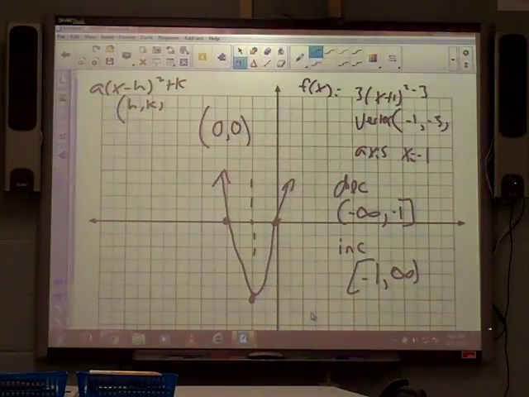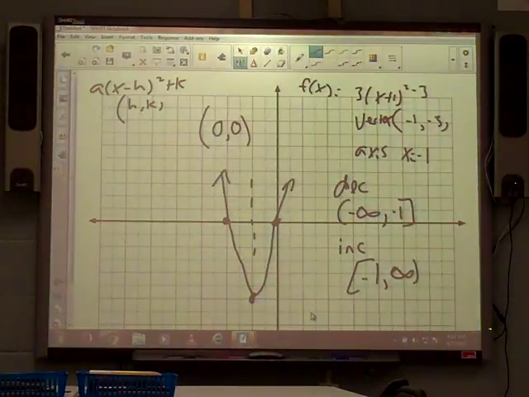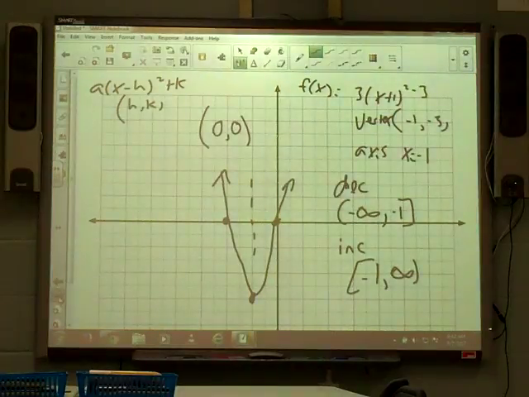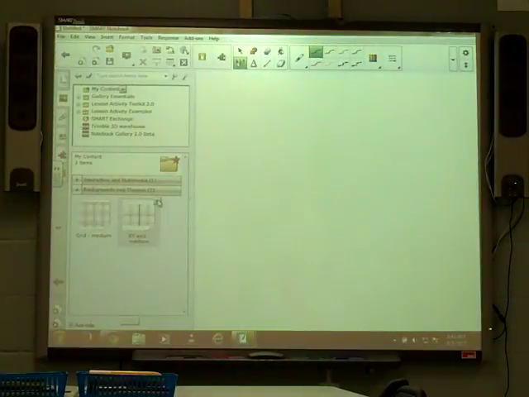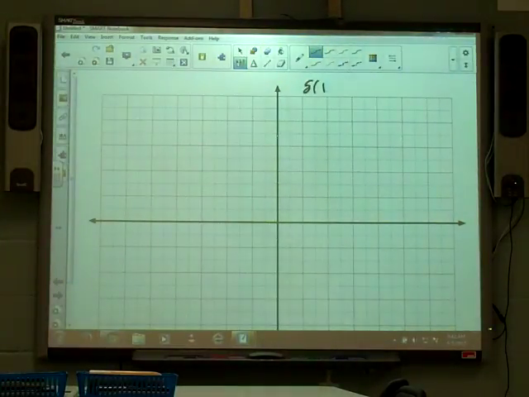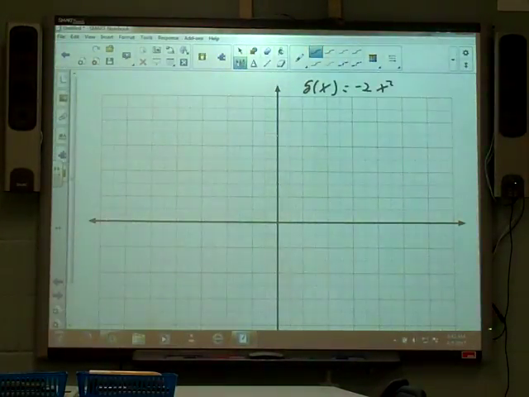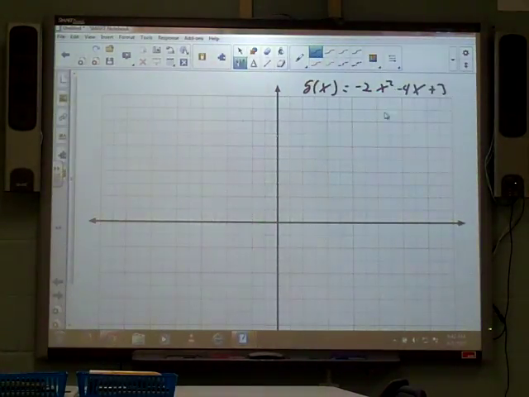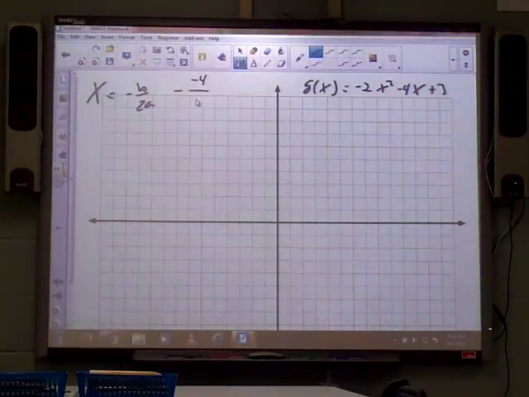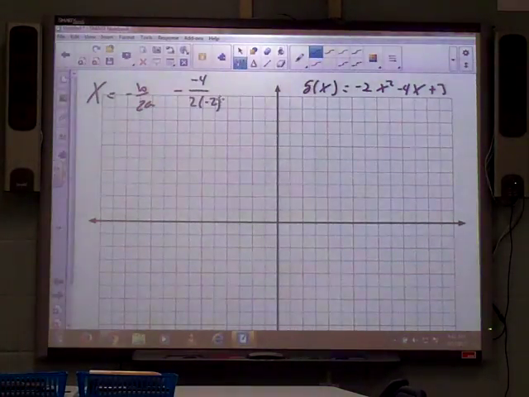Alright, 13 is in standard form. So we still got to tell all the same stuff, but our plan of attack's just a little bit different. We're going to use that negative b over 2a Chloe was reminding us about, because it's in standard form. We got g of x is equal to -2x squared minus 4x plus 3. So to start finding our axis of symmetry, it's negative b over 2a. So I'm going to have -4 over 2 times -2.